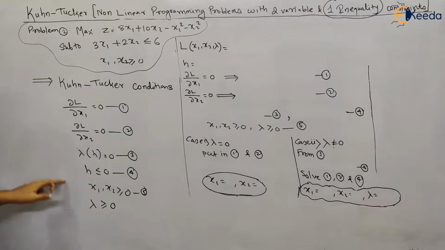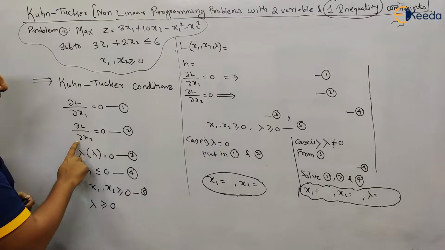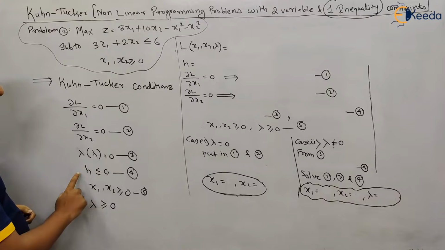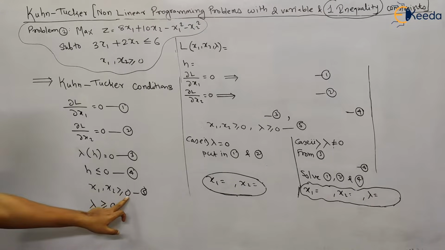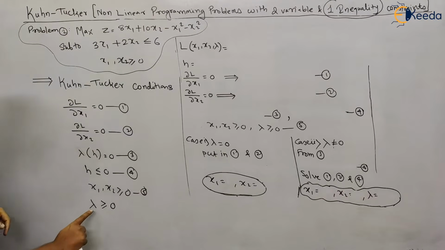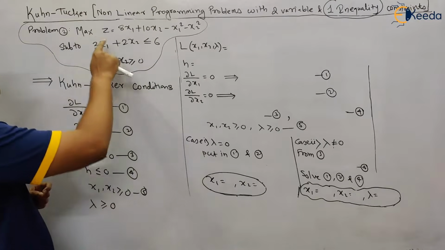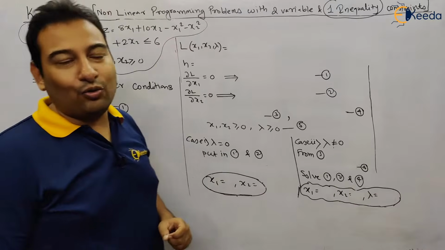So, these are the 5 Kuhn-Tucker conditions. The first is dou L upon dou x1 equal to 0. Dou L upon dou x2 equal to 0, lambda times constraint equal to 0, constraint less than equal to 0, and finally x1, x2 greater than equal to 0. And since the problem is maximized, lambda is greater than equal to 0. Suppose in the same problem it were minimized, then lambda would be less than equal to 0.